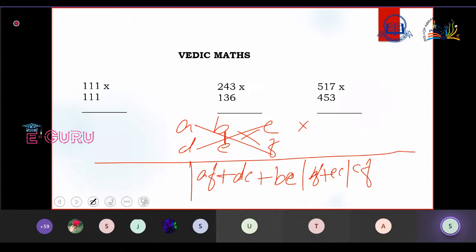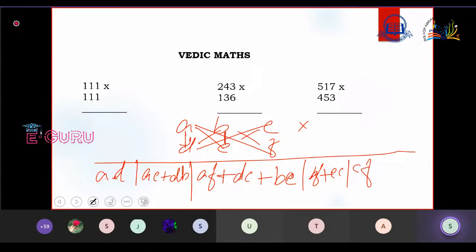Now again we will move further. AE plus DB. And the last step is AD. This is the method that we are following. So you have to do some mental calculation, then only you can do it in a faster way. But anyway, you will be able to do it in a faster way comparing with the traditional method we are using. Okay, and also you will be getting the answer in one single line.